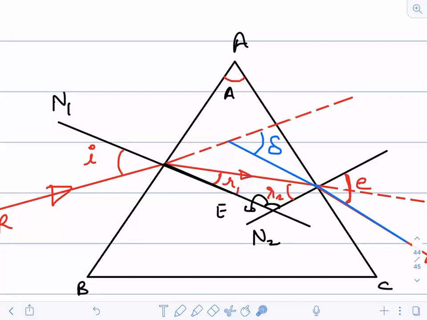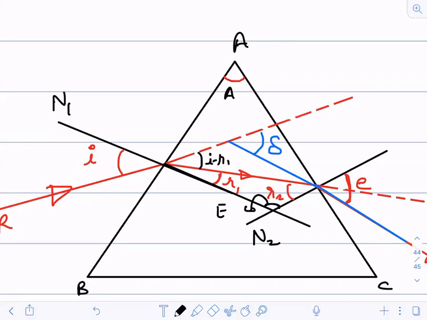Let us see once again. If this angle is I, this angle also will be I. Now, if this angle is R1, what will be this angle? This angle will be I minus R1. So this angle over here is I minus R1. I hope everybody can see that.